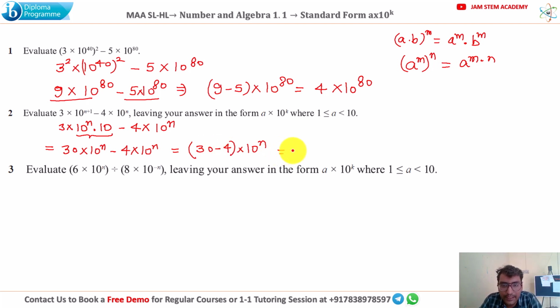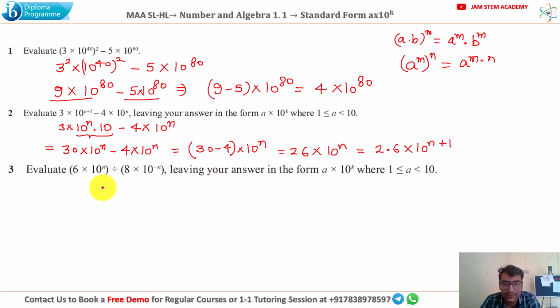So is it the standard form? No. 26 is not allowed, right? Because we need to convert it into a number which is lying between 1 and 10. So we need to write it as 2.6. So let's write it as 2.6 times 10 raised to the power n plus 1, because we shifted our decimal in the left direction by 1. Okay. This is our final answer.